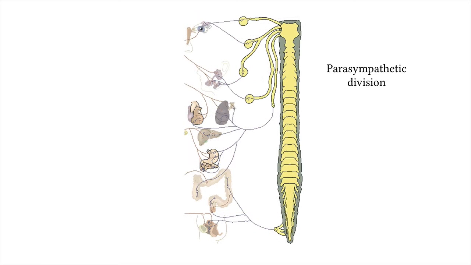Now take a look at the parasympathetic nerves. First, some of them exit from the brain, while others exit from the sacral area of the spinal cord. Remember, the sympathetic nerves exit only from the thoracic and lumbar areas. You can see ganglia in this division too, but notice how the preganglionic neuron stretches much farther from the brain or spinal cord before it synapses with the postganglionic neuron that is near the effector organ.